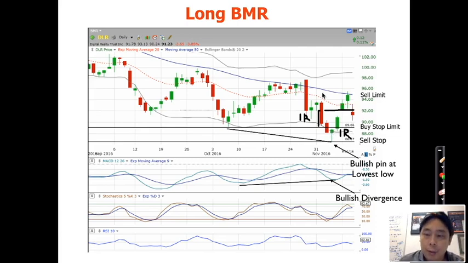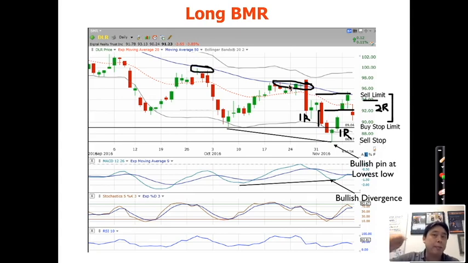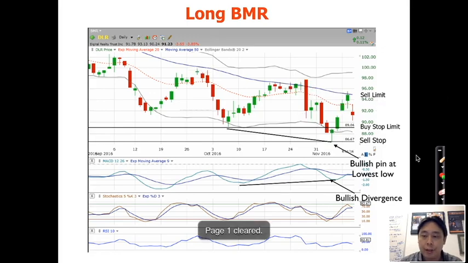And we must be able to reach our sell limit, which is 2R, before hitting the 50 moving average, which is the blue line. As you can see, the 50 moving average acts as a strong resistance. So we have to take our profit and get 2R before we hit the 50 moving average. So in this case, it's a very nice trade being set up.